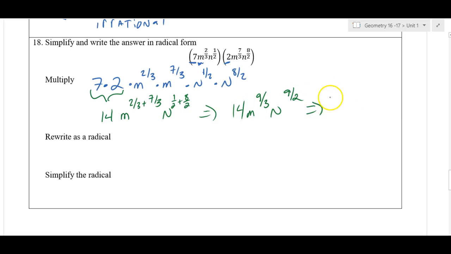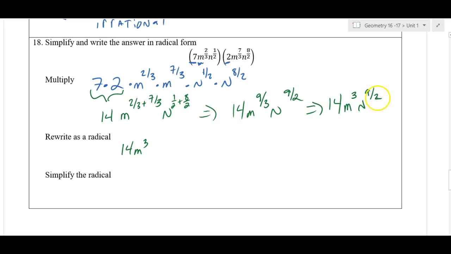So if I simplify, again, 14 doesn't change. I can do 9 divided by 3, and I get 3 when I do that. Then 9 divided by 2 does not work out, so I'm going to leave it as 9/2. So this is where I got by multiplying. Rewrite as a radical. Well, 14m to the 3rd, those aren't rational exponents anymore, so I can just leave those.